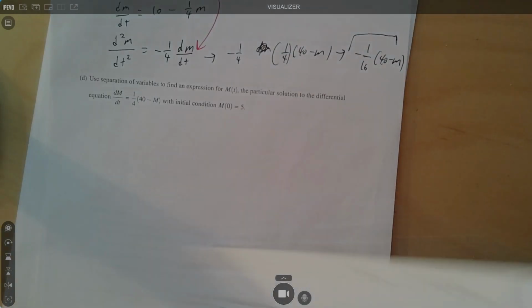Okay, we're going to do the last part now. Part D. Separation of variables. Then we're going to solve it. So this is like the big problem where you get most of the points. There's actually 4 points on offer here.